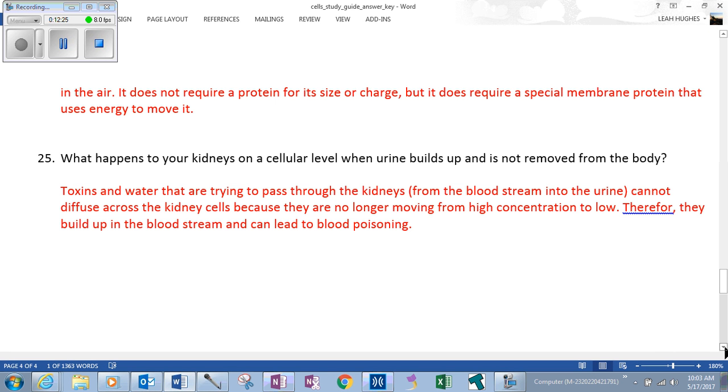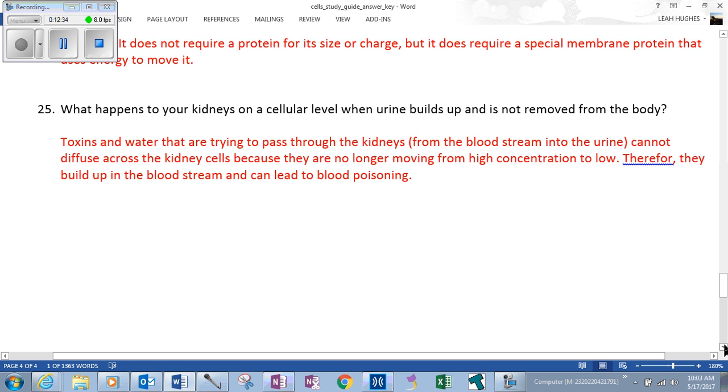Number 25. What happens to your kidneys on a cellular level when urine builds up and is not removed from the body? Toxins and water that are trying to pass through the kidneys from the bloodstream into the urine cannot diffuse across the kidney cells because they are no longer moving from high concentration to low. Therefore, they build up in the bloodstream and can lead to blood poisoning.